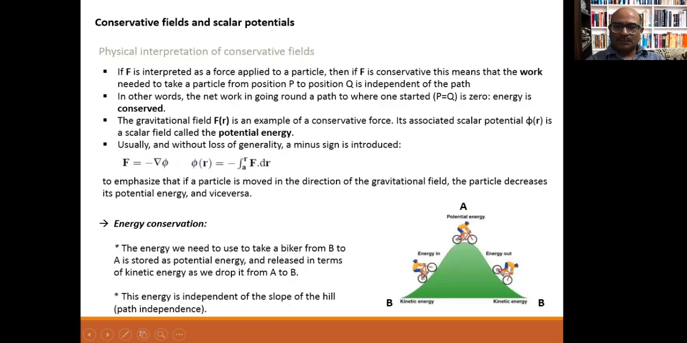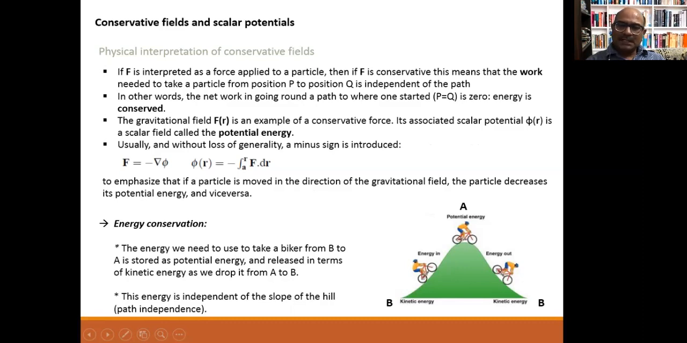But the important part is that the gravitational field is an example of a conservative force field. Its associated scalar potential phi(r) is a scalar field for the potential energy. Without loss of generality, a minus sign is introduced, f is equal to minus del phi, where phi(r) is equal to minus the integral from a to r of f dot dr.